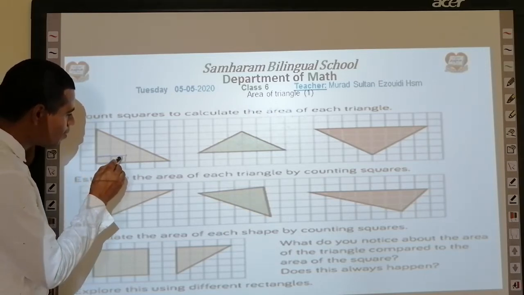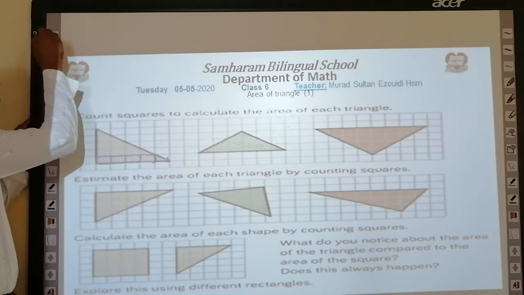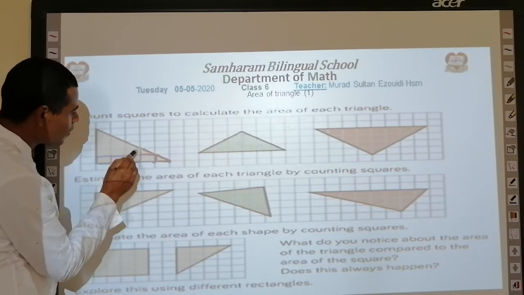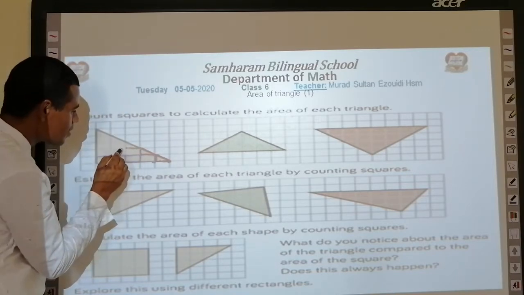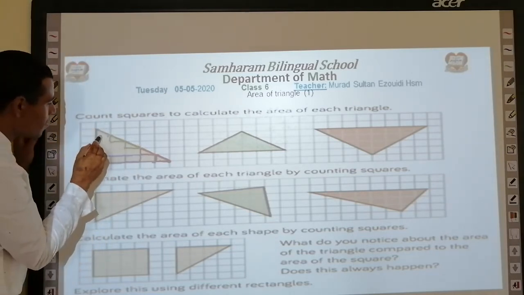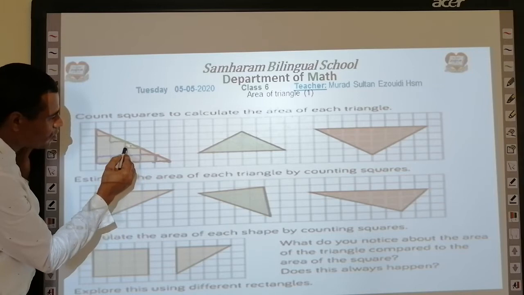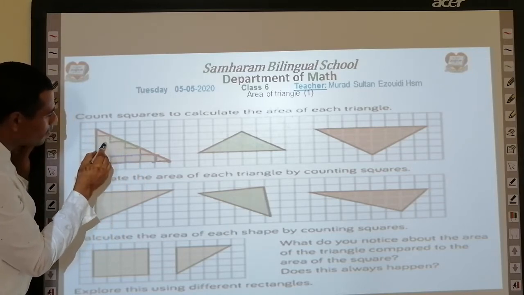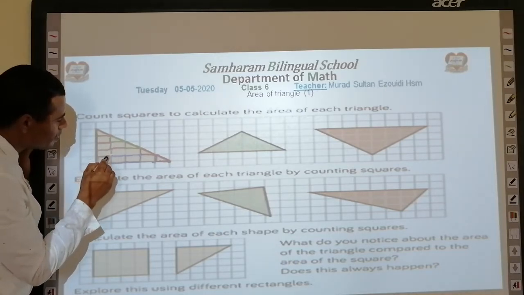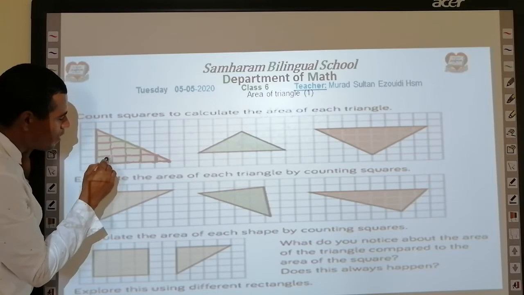Square number 1, square number 2, square number 3, square number 4. This and that, I will use another color. This and that is a square. This also, this and that is a square. And this is a half square. This one is a half square. Okay, look, so this is 1, 2, 2.5, 3.5, 4.5, 5.5, 6.5, 7.5, 8.5, 9.5, 10.5, 12.5, 13.5.